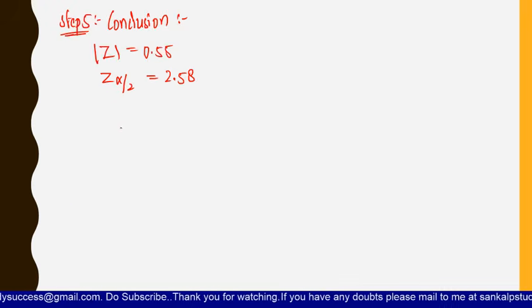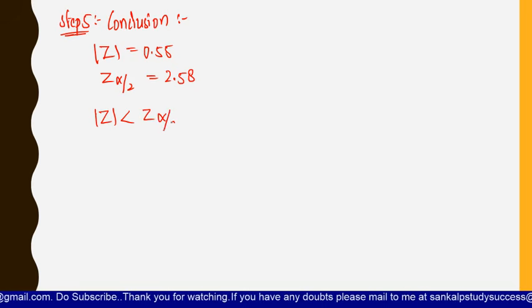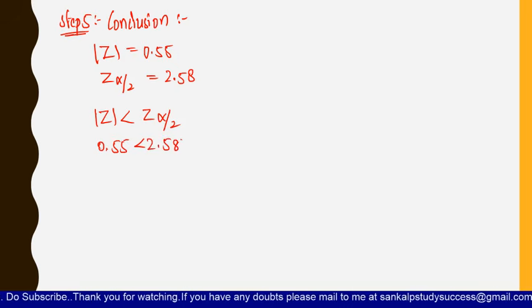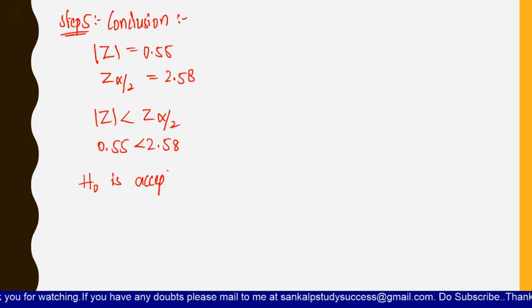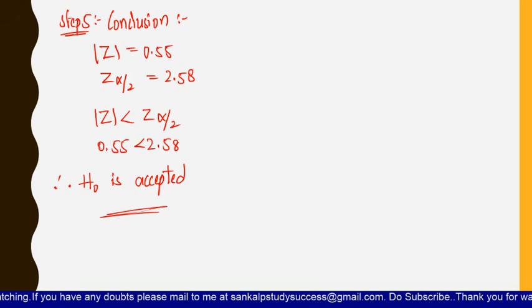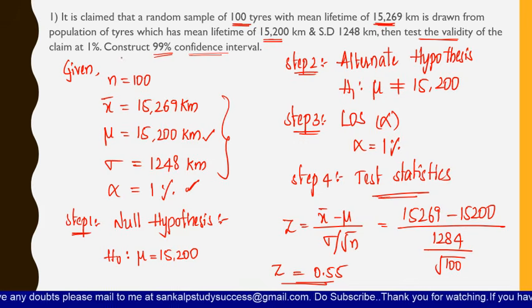That means mod Z value is less than Z alpha by 2, right? Because 0.55 is less than 2.58. That means if the calculated value is less than the tabulated value, then the null hypothesis is accepted. Therefore, the null hypothesis is accepted. In this way, we decide whether the null hypothesis is accepted or rejected. So we are done with the problem, but here we have to construct a 99% confidence interval.